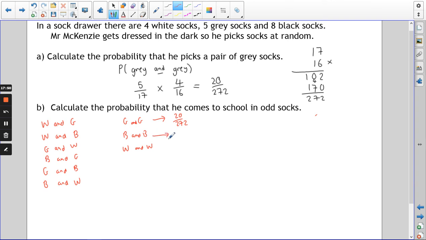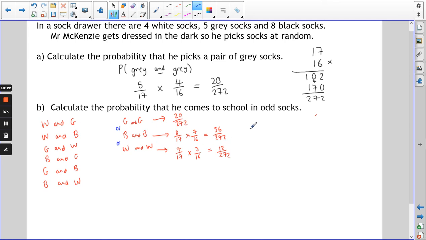Okay, so a pair of black socks. So black on his first pick is 8 out of 17. Getting another black one, 7 out of 16. That's 56 out of 272. And a white pair, that's going to be 4 out of 17 times 3 out of 16, because when he takes a white sock there's one less. Remember, that's 12 out of 272.